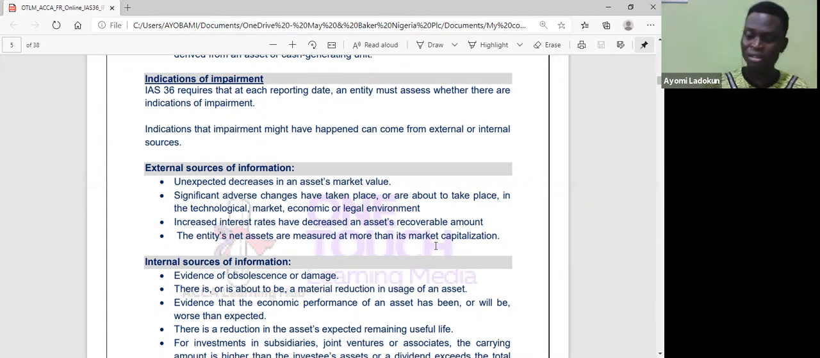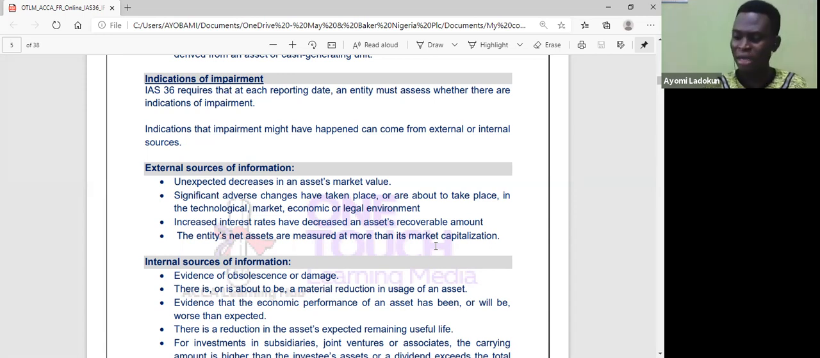For internal indication, it could be that fire got one of my plants during the year, maybe around June, July, August, September, October. That could be an indicator that the economic value of that asset might have declined. So at the end of the reporting period, I must carry out impairment tests. It could also be that the performance of the asset is worse than expected, an asset that works for 20 hours is now struggling to work for around 10 or 12 hours.